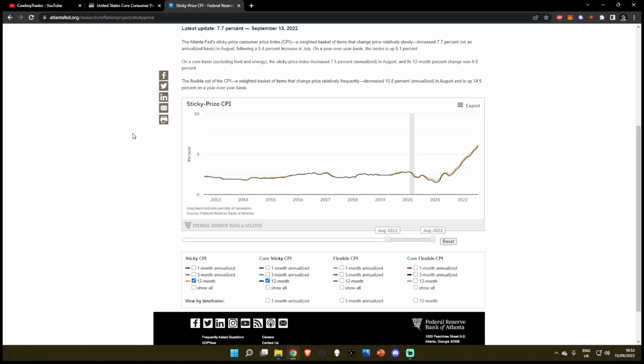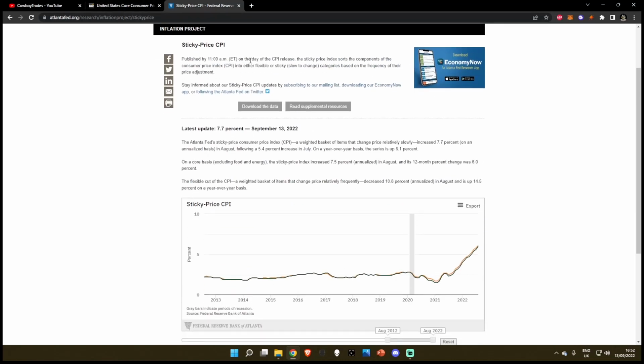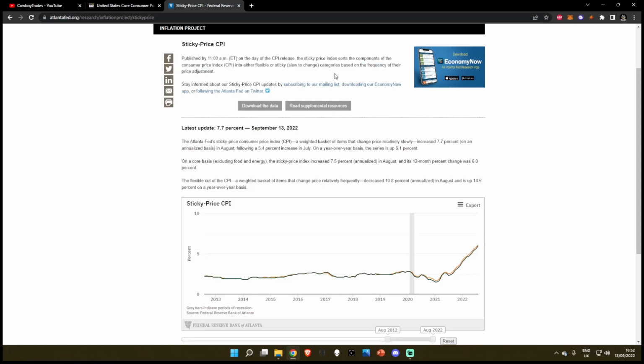But outside of CPI, if we can separate CPI and look at things in a slightly different way, one of my favorite ways to do this is to look at the sticky price CPI. Now, you might be wondering what this is. The Atlanta Fed defined this quite well. Up here, you can see on the day of the CPI release, the sticky price index sorts the components of the consumer price index into either flexible or sticky. Sticky just means slow to change categories based on the frequency of their price adjustment.